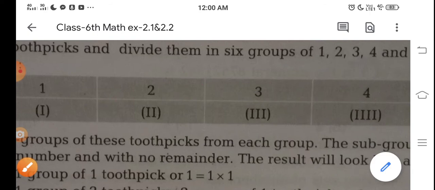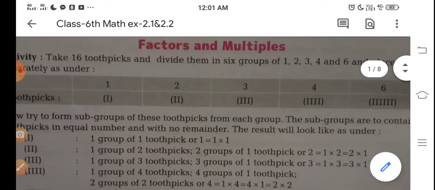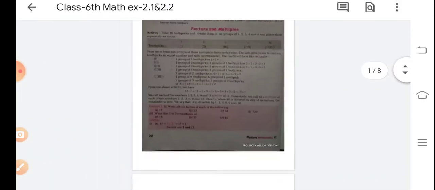And next, multiple. The product is a multiple of each of the numbers multiplied. These numbers are called factors of the multiple. So let us start with the first question.